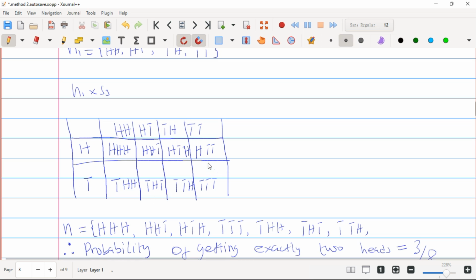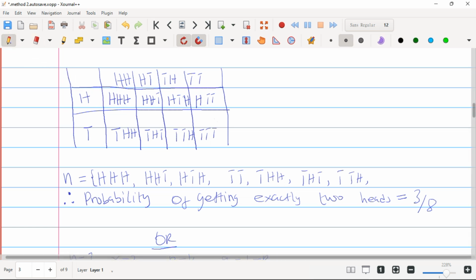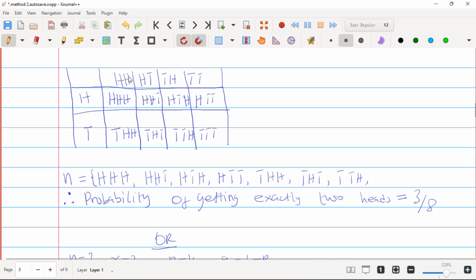So after this is how our sample space will be, right? There's also a mistake here. Let me correct it fast so that we can continue. It's supposed to be HT, right? So at the end of the day, this is how our sample space will be.